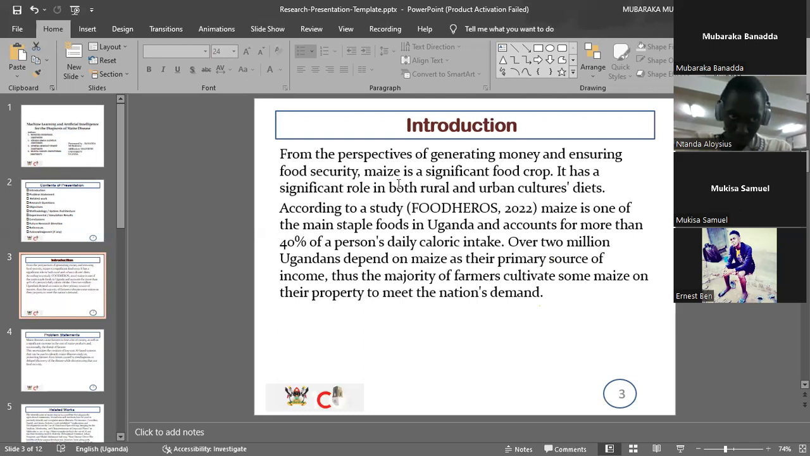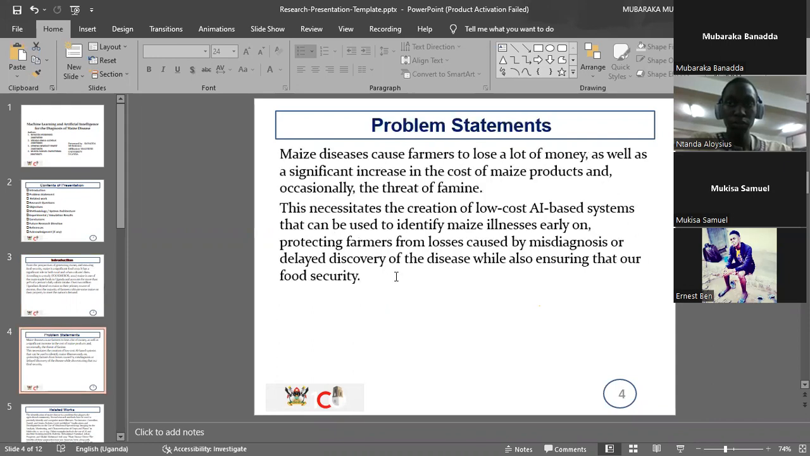According to a study that was conducted in 2022 by Food Heroes, it was discovered that maize is one of the major staple foods in Uganda and it accounts for more than 40% of persons' daily caloric intake. And over 2 million Ugandans depend on this food as their primary source of income. Thus, the majority of farmers cultivate some maize on their property to meet the nation's demand. So that's why it's crucial to make sure that we maintain this food security. That's actually why we are taking our research in this direction.